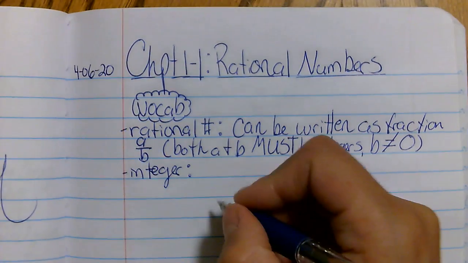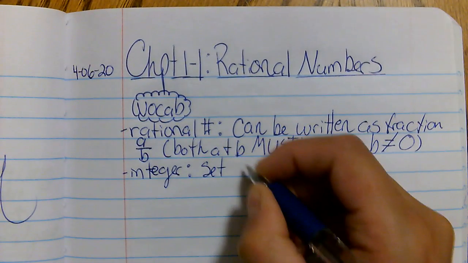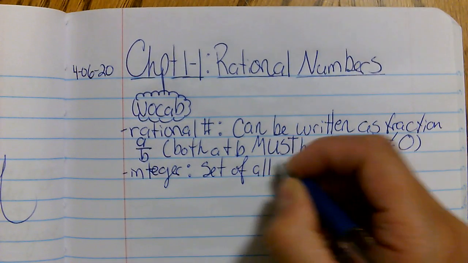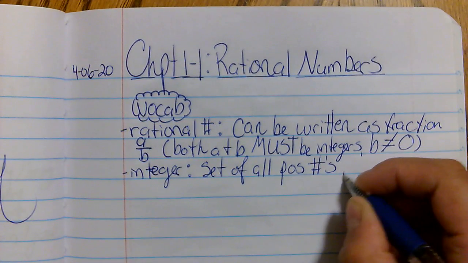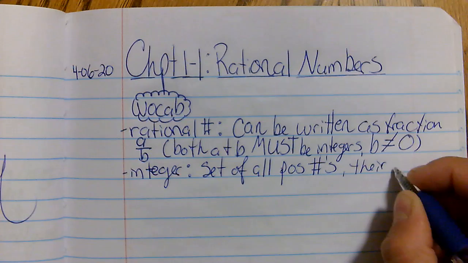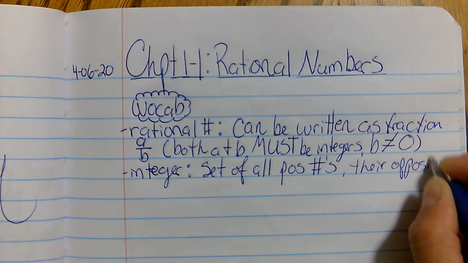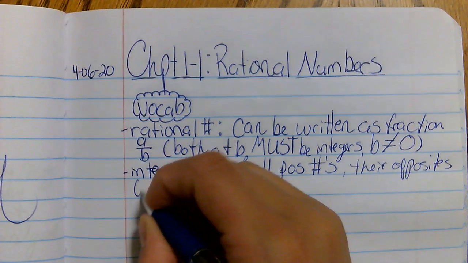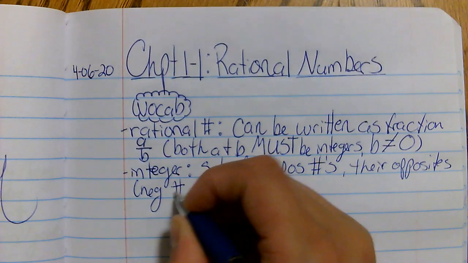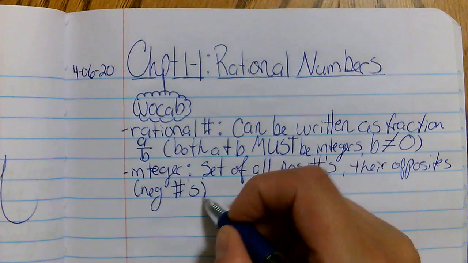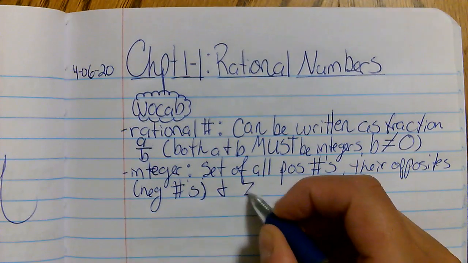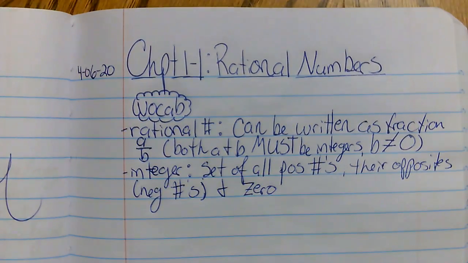An integer is a set of all positive numbers, their opposites, meaning negative numbers, and 0. So that is what integers are.